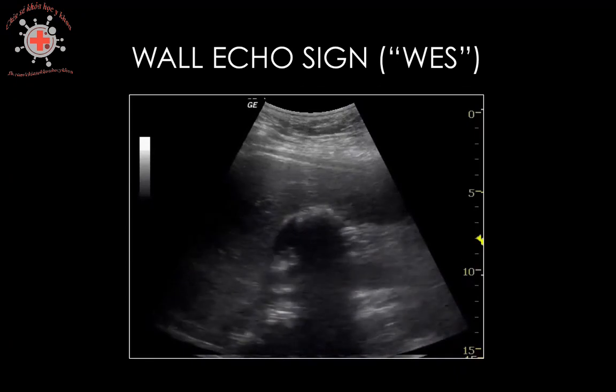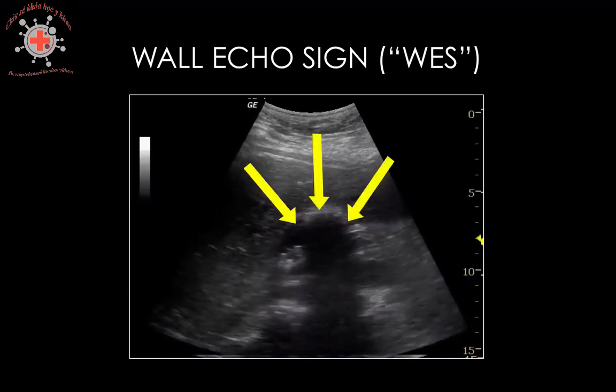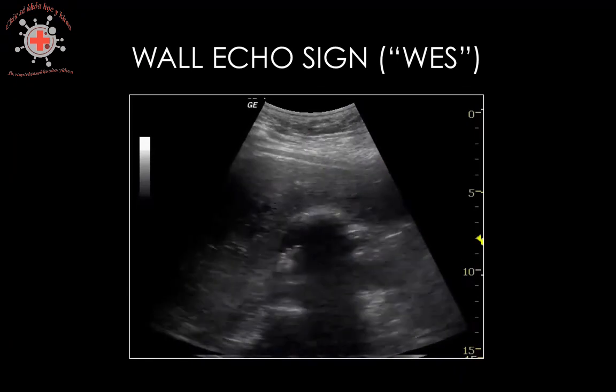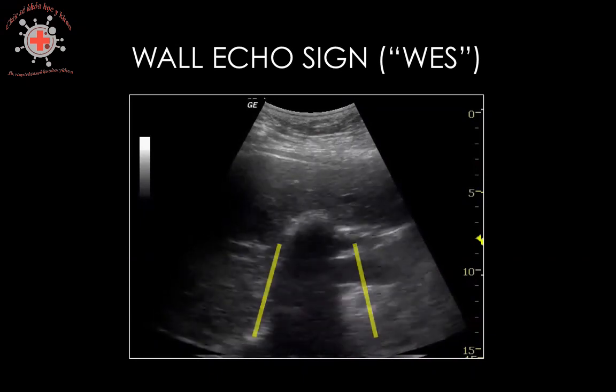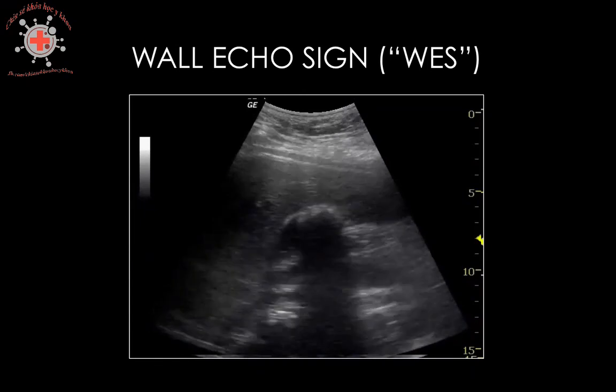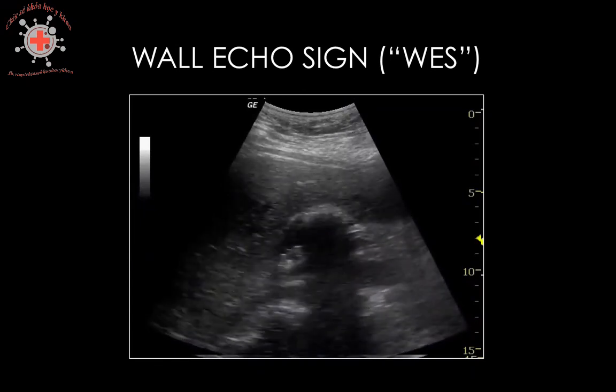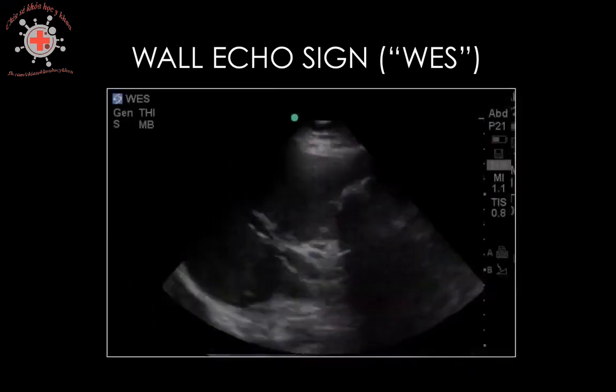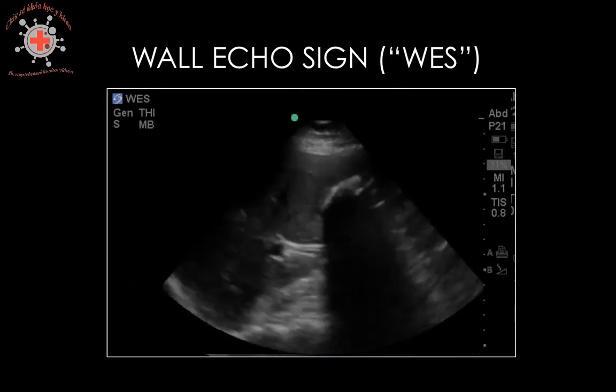Therefore, the examiner can only see the most superficial wall of the bladder and the stones located immediately beneath this to create a wide prominent shadow. However, the examiner cannot see the entire bladder since the ultrasound signals are blocked from reaching the lumen and deep wall. Here is another case of wall echo sign.